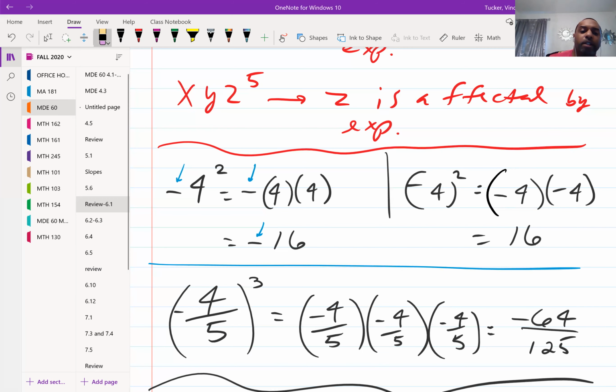All right. Then the next one down at the bottom, -4/5 cubed. That's -4/5 times -4/5 times -4/5. And two of those negatives will cancel out, leaving you with one negative left. So that still would be negative. But then 4 times 4 times 4 is 64, and then 5 times 5 times 5 is 125.